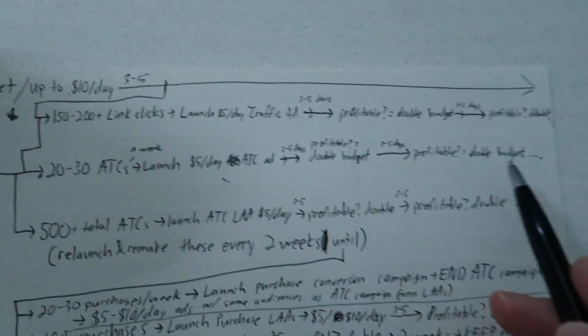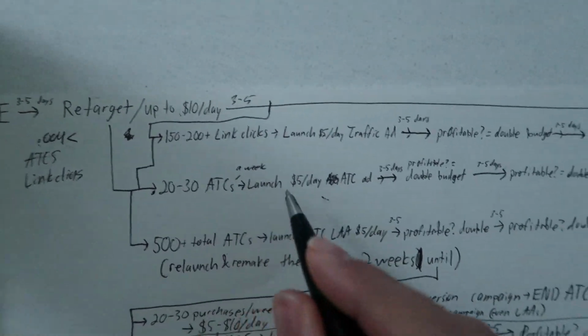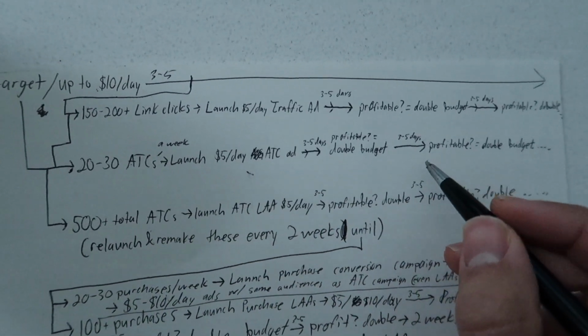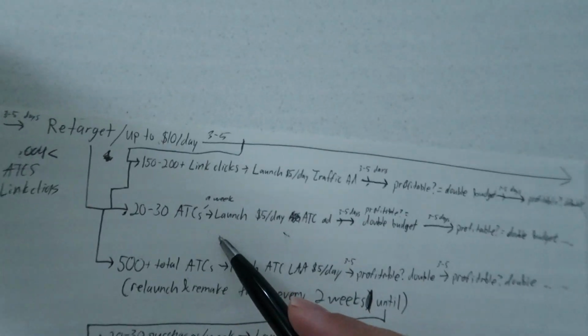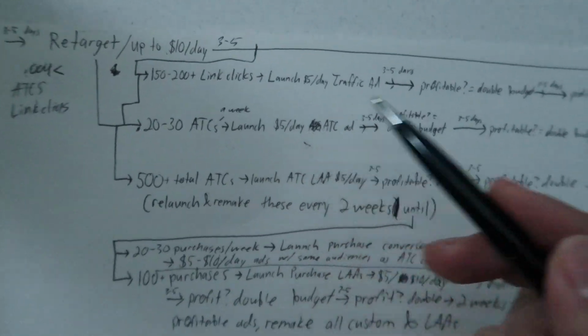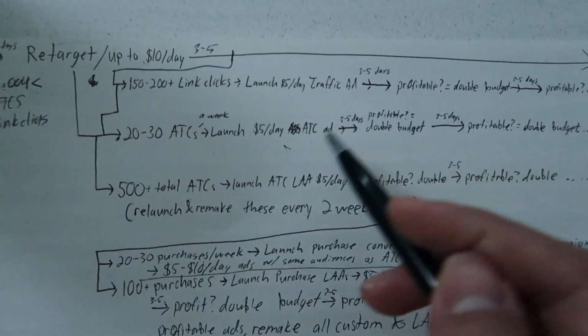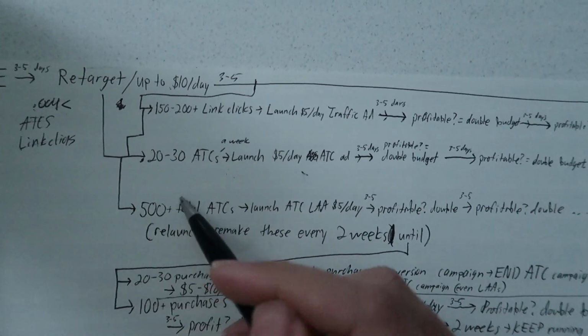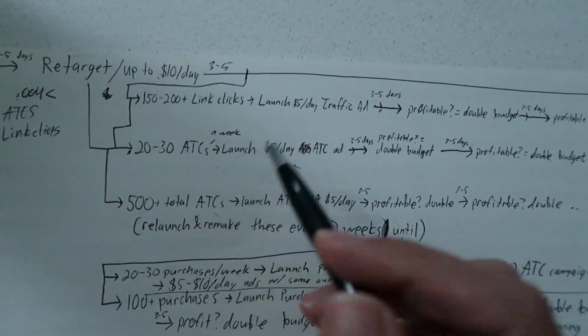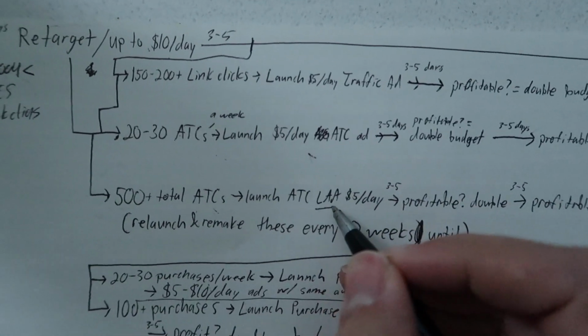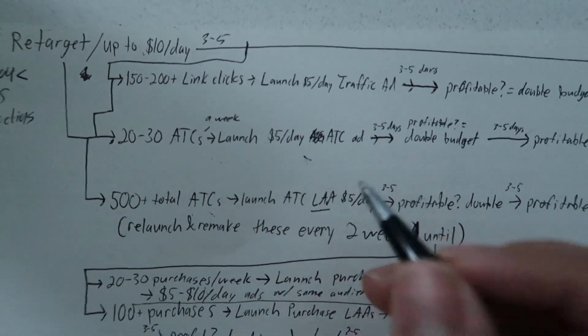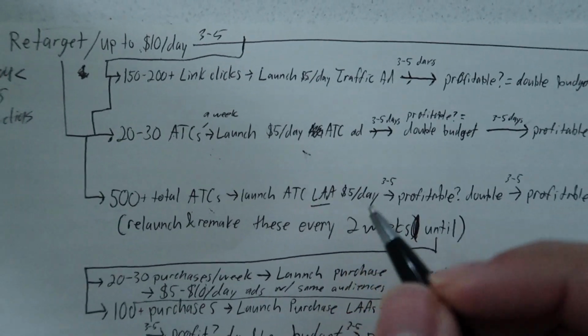But you're going to keep doing this until you get 500 ATCs. So keep trying, like every Monday or Tuesday. You want to keep trying different audiences and just see what's working. But your first goal should be to get it to 500 plus total ATCs, because that's when you can go ahead and create an ATC lookalike audience, and you can watch my lookalike audience video on how to do that.